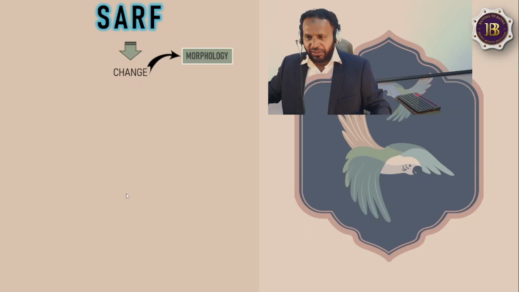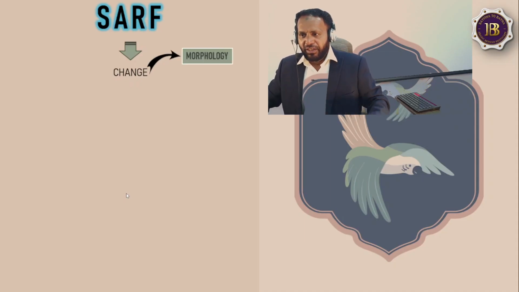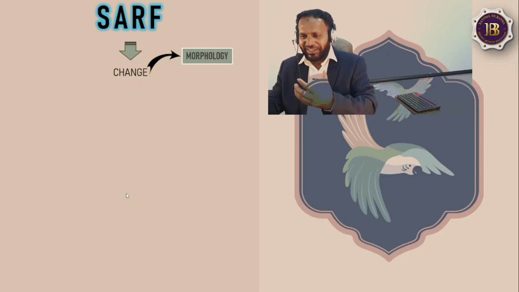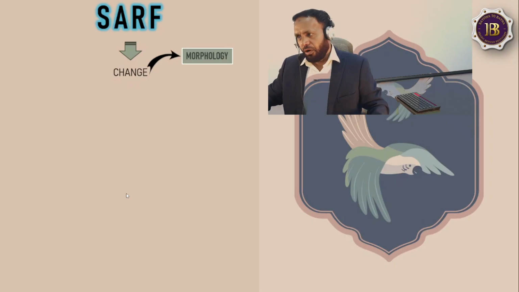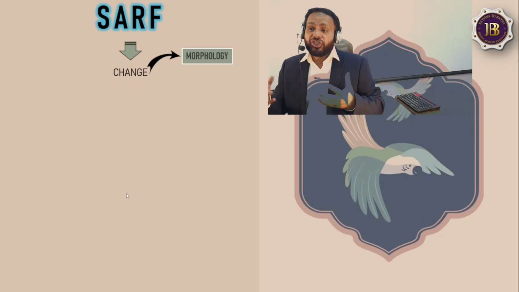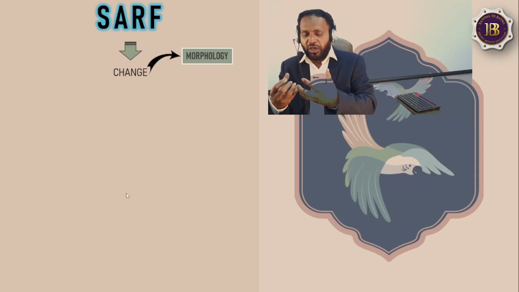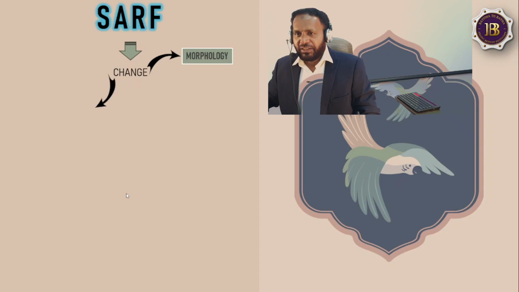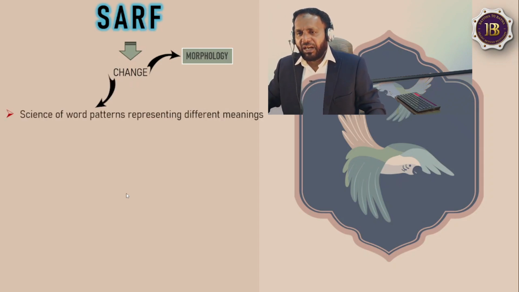Like you see on WhatsApp, sometimes they send a group of photos where one photo is morphing into another. There was this XYZ guy, now it became ABC automatically from that photo itself. That's called morphing. So SARF is all about change, about morphing. You see this word and then you put it in a different pattern, it takes a completely new form and the connotation has changed. That's what SARF is. Basically, you could say that SARF is a science of word patterns representing different meanings.